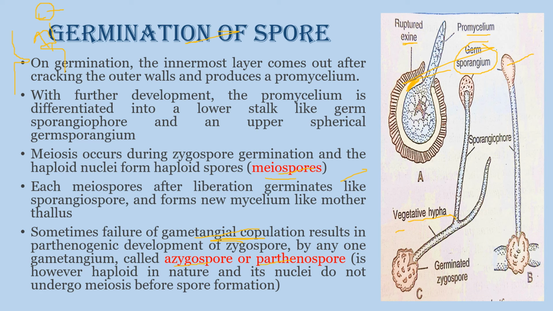So this azygospore or parthenospore, which I'm writing as A, on germination produces a haploid mycelium just like that of the normal sexual reproduction, but the middle stages, that is fusion, formation of diploid zygospore which germinates and produces haploid germ sporangium, these intermediate stages are missing. So we see that in absence of sexual reproduction, this azygospore is also produced.